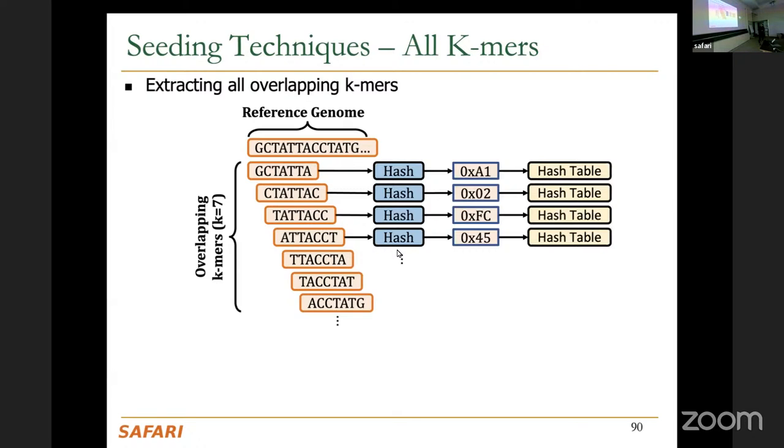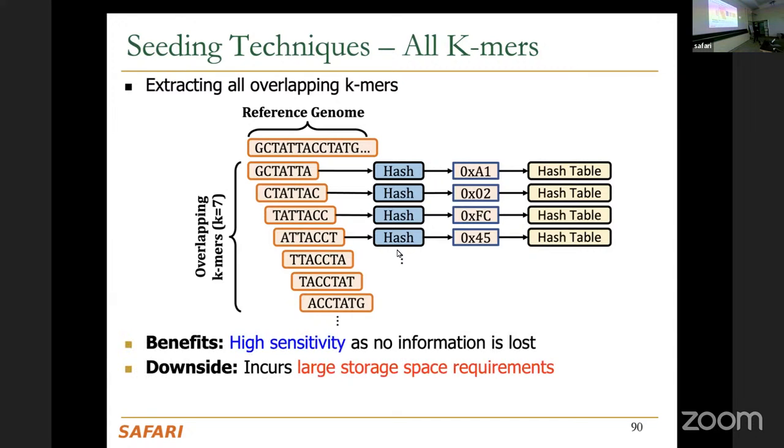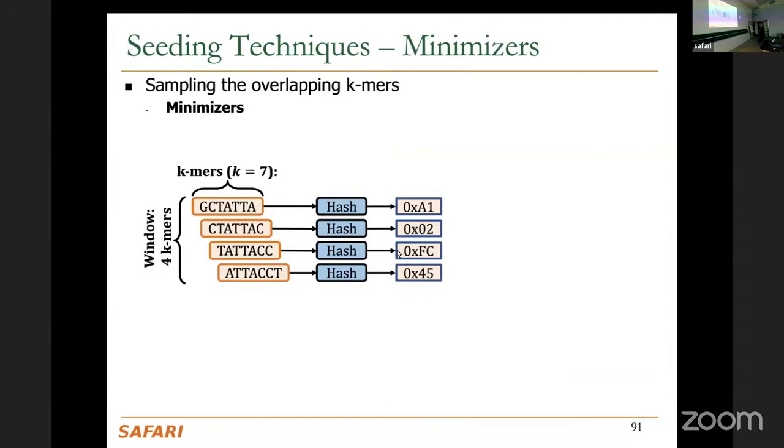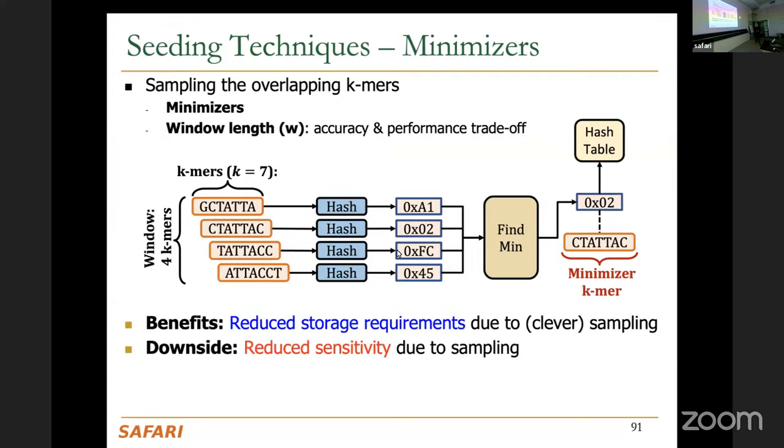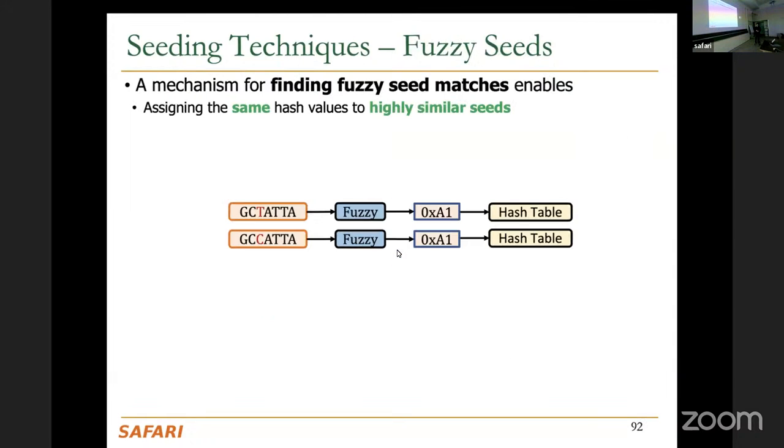So these are called overlapping k-mers of length 7. Then you generate some hash values from those and then store them or use a hash table to query. So in the mapping part, there's high sensitivity because you don't lose much information here, but of course it incurs large storage requirements because you're storing redundant data. There are other techniques, for example, sampling techniques, where you don't store everything, but just one of them. So what is the selection criteria? You hash and then you take the minimum one among these. There is a theoretical paper behind it showing that taking the minimum one is actually meaningful for similarity detection purposes. And the benefit is, of course, it reduces the storage requirements, although it reduces the sensitivity a bit as well.